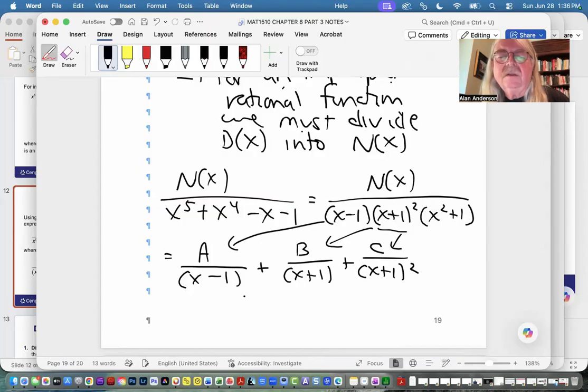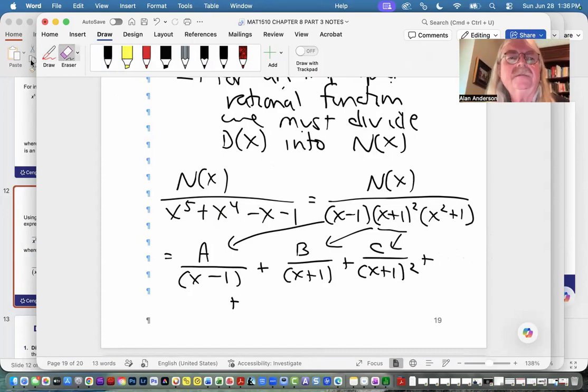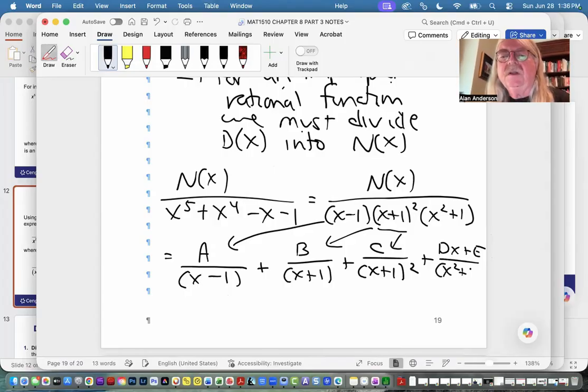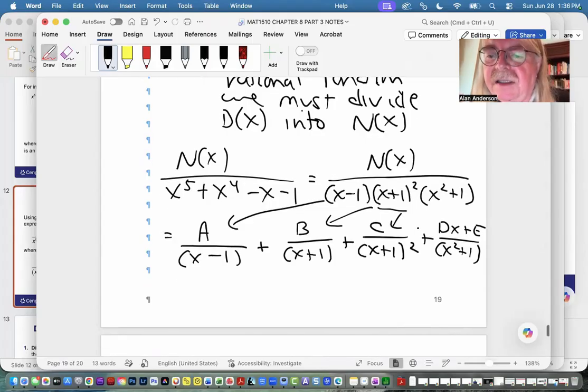What about this one? We'll need, oh, actually, I can fit it here. Bx. Oh, sorry, we've already got b and c. Let's use d and e over x squared plus 1. It's not repeated, but it is irreducible. That's why it has to be dx plus e and not just plain d.